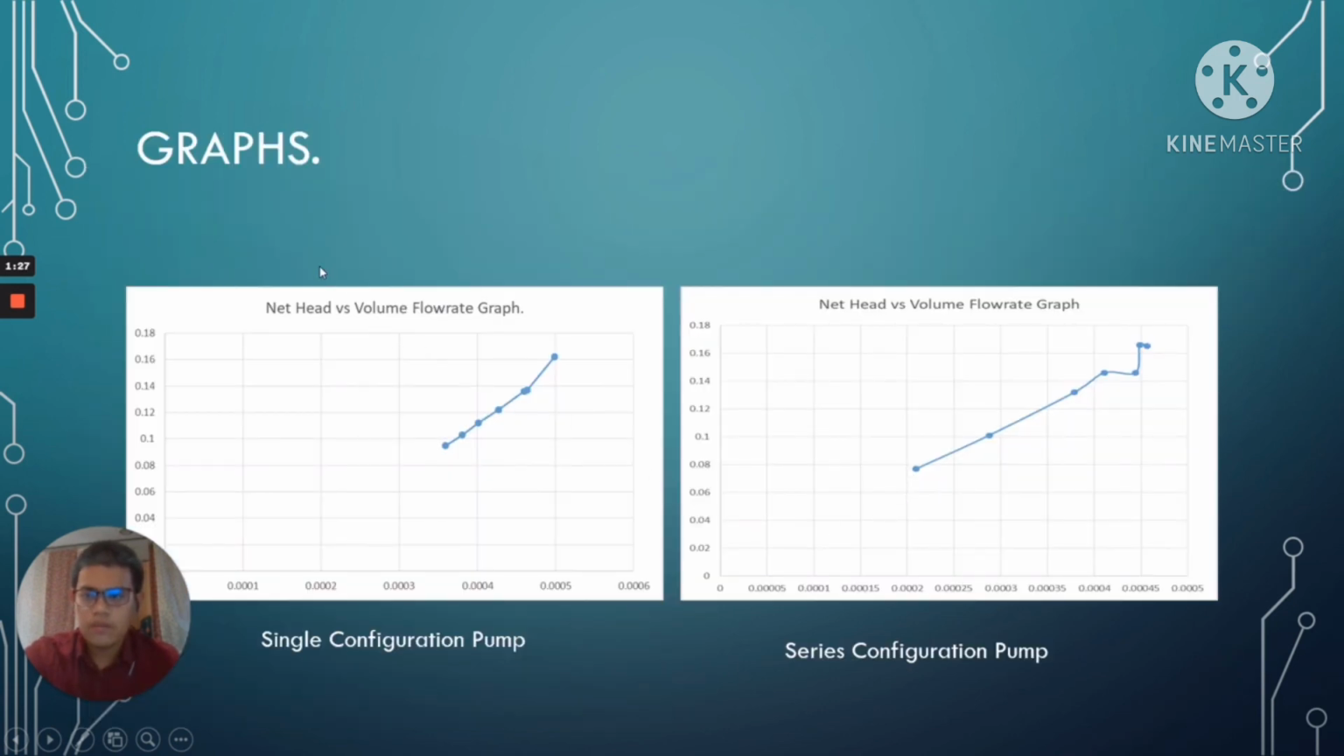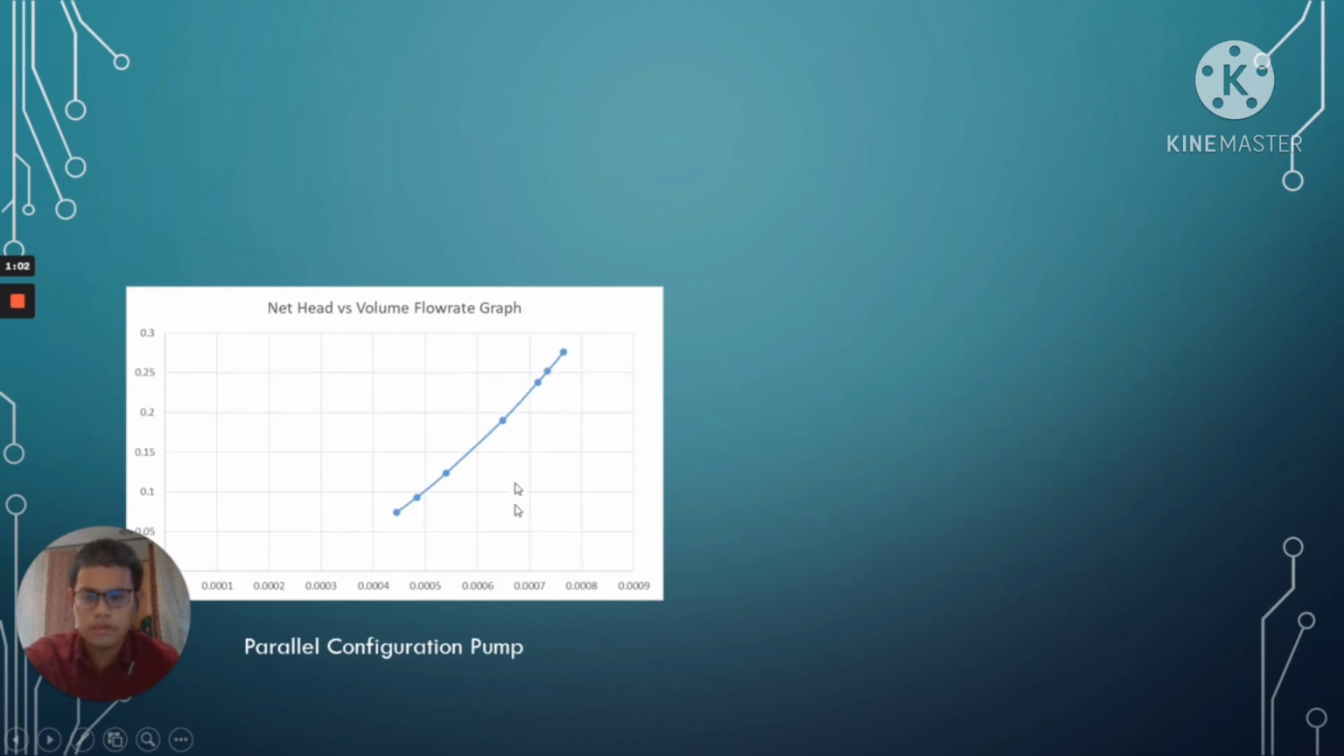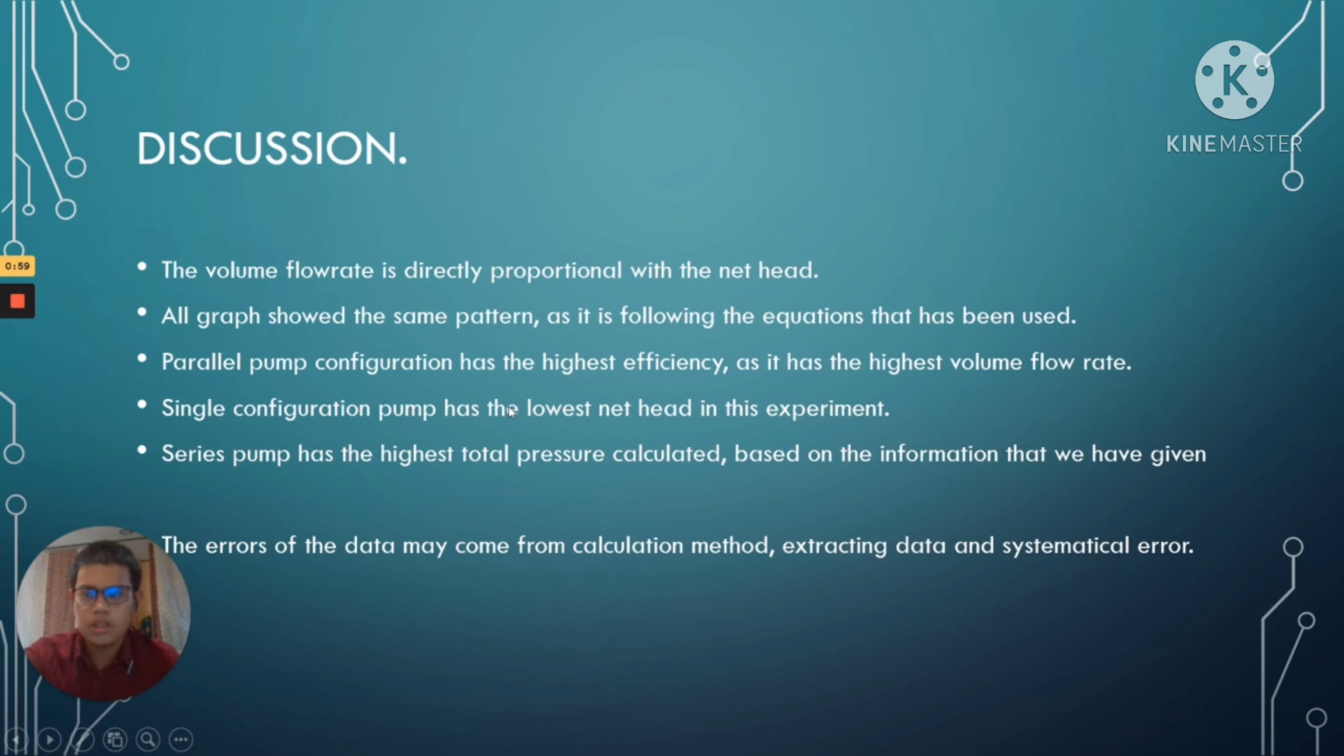Next, we have used the graph. For my calculation and the graph, I've used Microsoft Excel to calculate the data. This is the single configuration pump, where you can see that the higher the volume flow rate, the higher the net head. The series configuration pump and the parallel configuration pump also show the same pattern. For the discussion, the volume flow rate is directly proportional to the net head. All graphs have the same pattern as the same equation has been used.